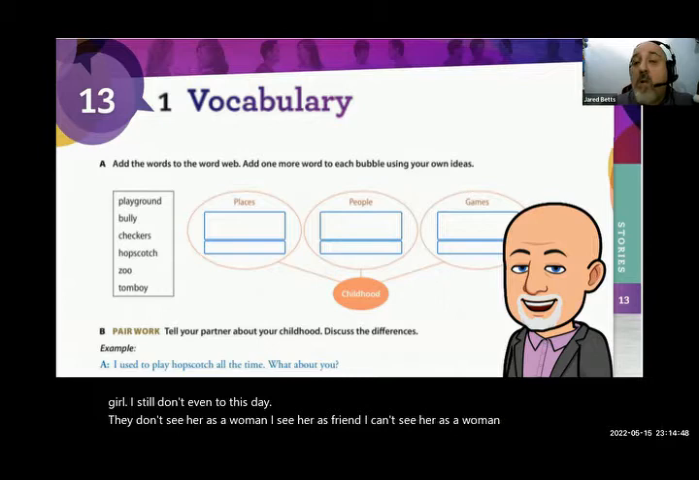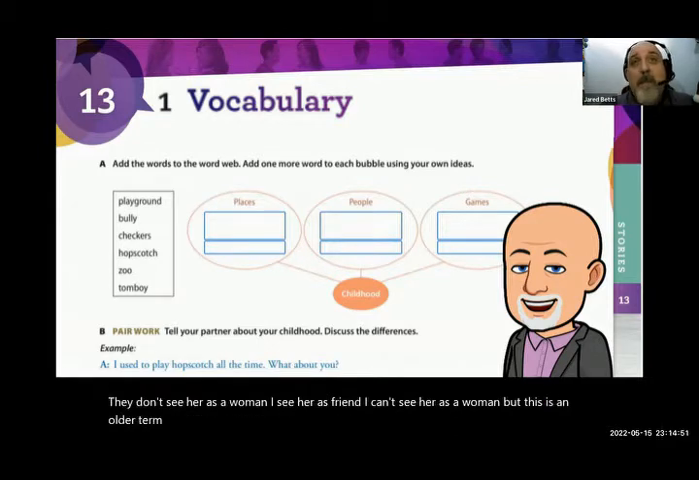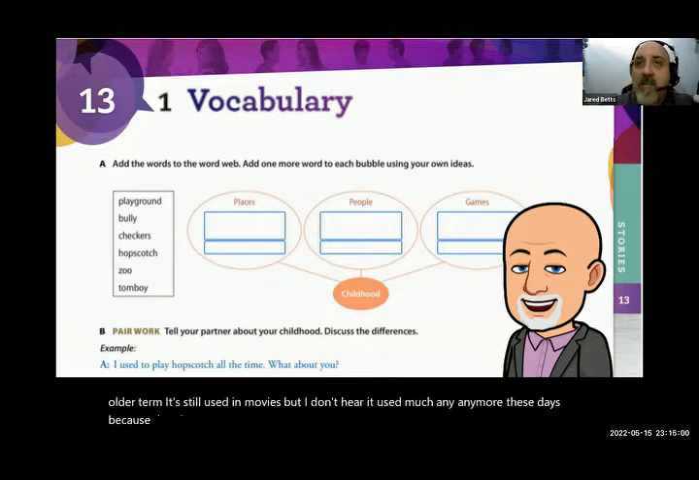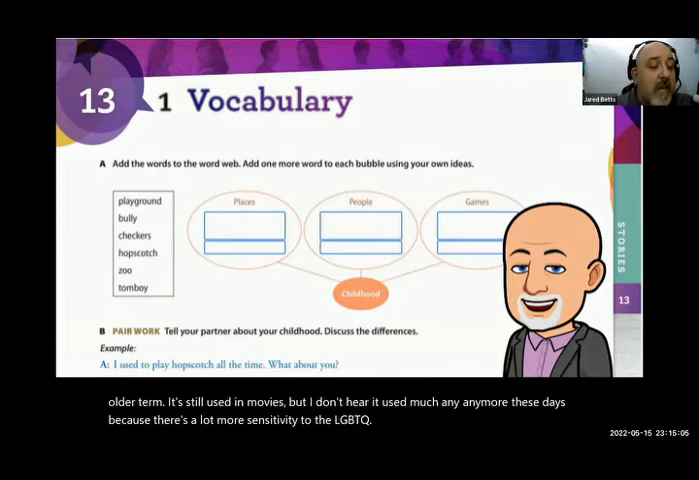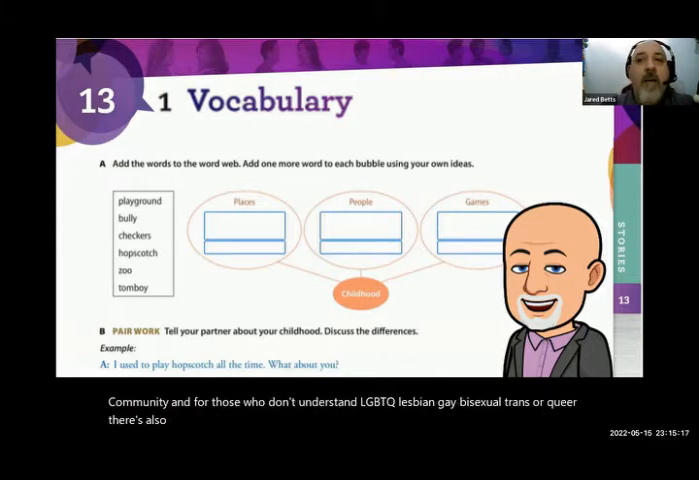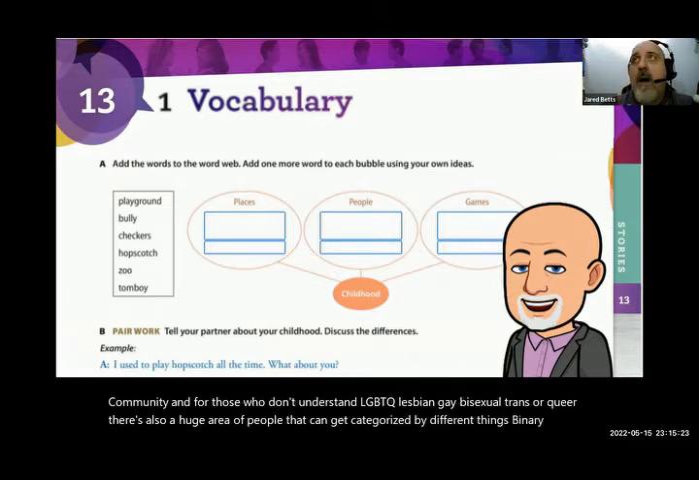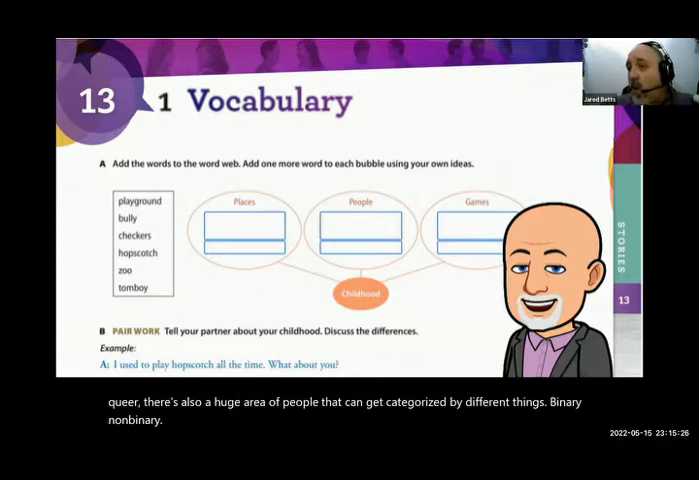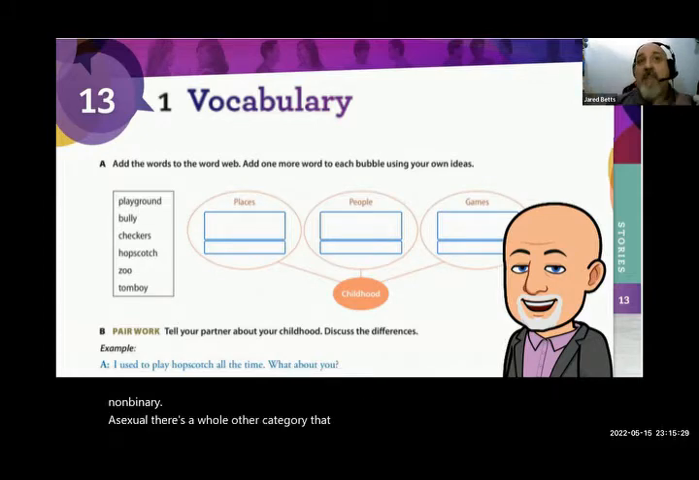But this is an older term. It's still used in movies, but I don't hear it used much anymore these days because there's a lot more sensitivity to the LGBTQ community. And for those who don't understand, LGBTQ, lesbian, gay, bisexual, trans, or queer, there's also a huge area of people that can get categorized by different things: binary, non-binary, asexual. There's a whole other category that gets into this.